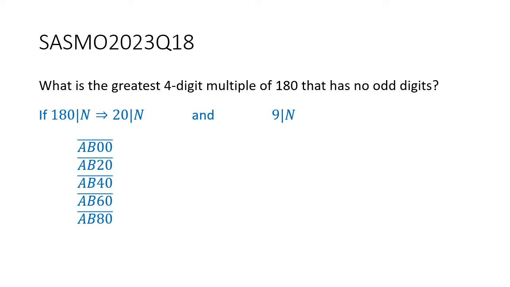Then we can work our way downwards, starting from 9980, 9960, and check for divisibility by 9 by finding the digital sum. You'll see that all of them are eliminated except for 9900, where if you add up the digits, 9 plus 9 is 18, and that's the largest number that is divisible by 9 and also divisible by 20. Hence 9900 is our answer.